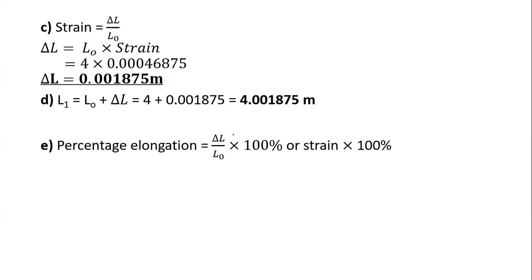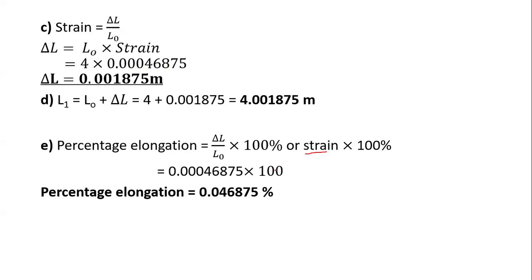Now look at what we've written here. This is change in length over original length. It's just the same thing written there. We are simply saying this is the same as strain. So if you already have strain, you can just say strain times 100 is the same as what we've written here. So moving on, you can pick the strain we just calculated, which was this one, 0.00046875 times 100, giving us 0.046875%.